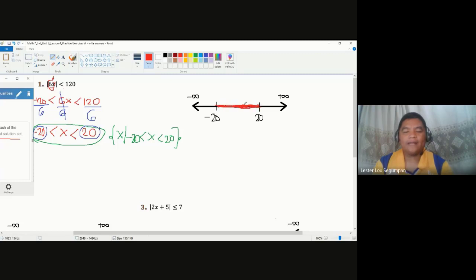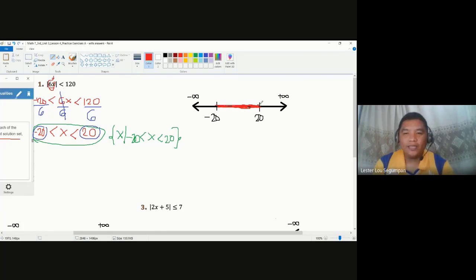And then, since negative 20 and 20 are not included because we don't have equality signs here, and even if you're going to substitute here, let's say 20, 6 times 20 is 120. Absolute value of 120 is still 120, but it's not less than the value here, which is 120. I've been repeating 120, yeah? Please follow along. So that would mean it's really not included.